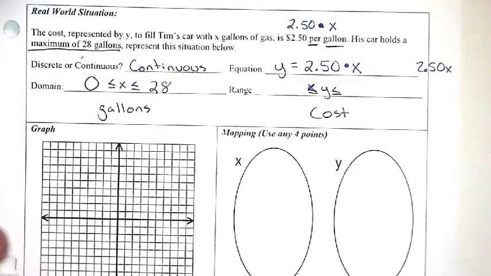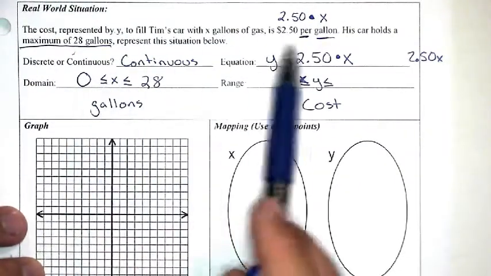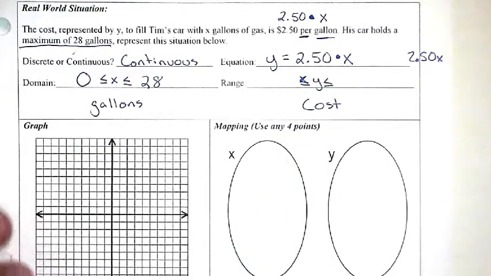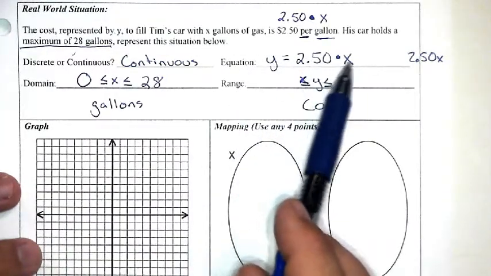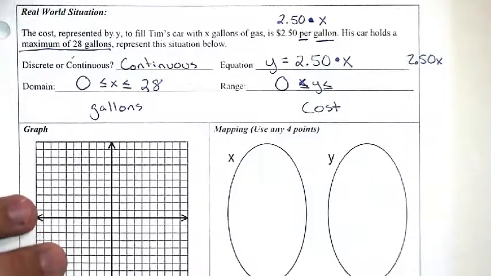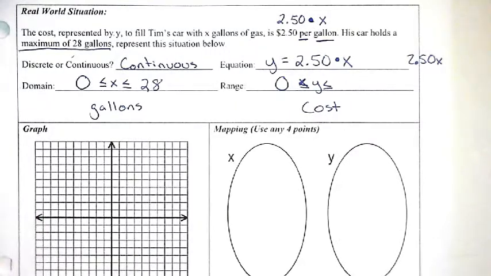Now we can go to the cost. Now that we have our two inputs, aka we input that into the equation to get our output, the y value. If I take 0 and I plug it into the equation, what is 2.50 times 0? 0. 0 times anything is 0. 2.50 times 0 is 0. If I don't need to put any gallons of gas into my tank, do I need to pay for gas? No.